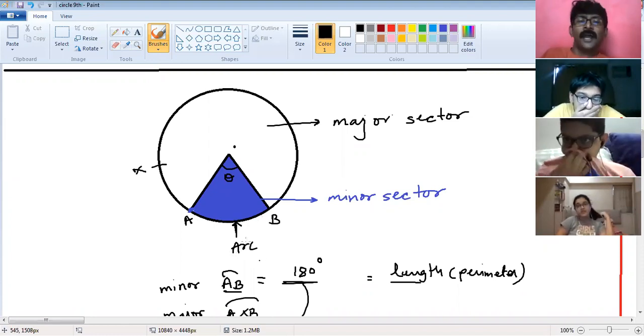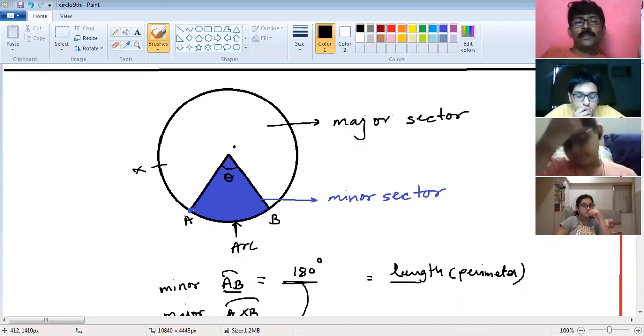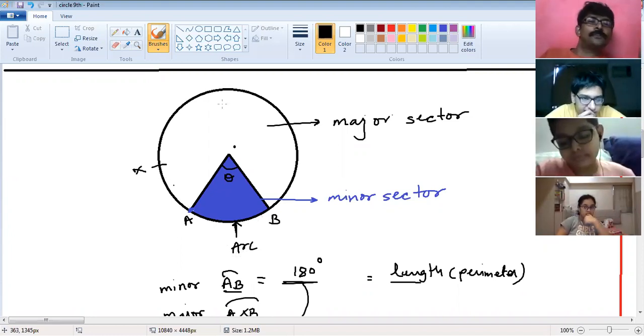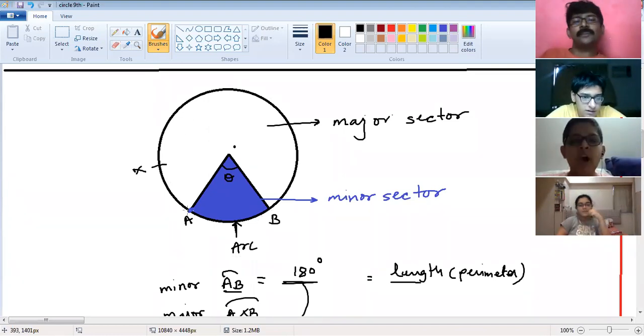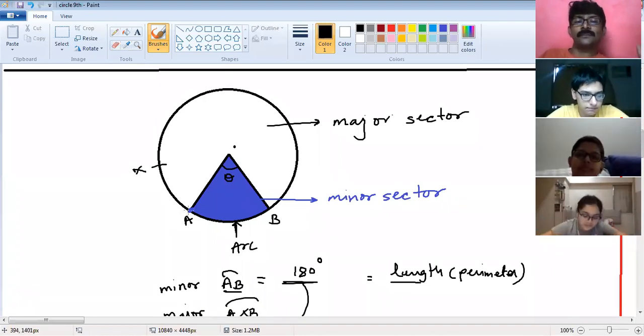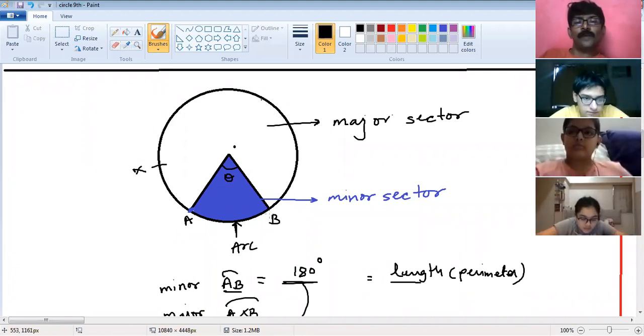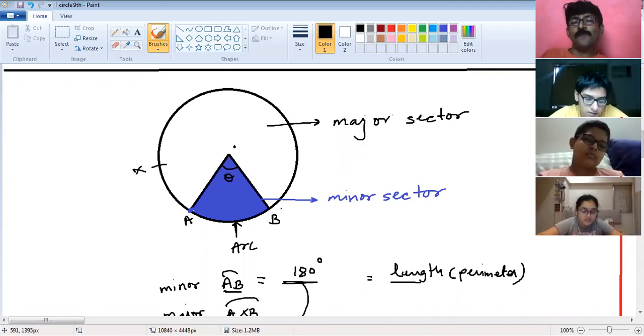Are you getting it? Now someone will say, sir, what if this portion would be called, even that is arc AB? Yes, even that is called an arc AB. But in that case, that is called arc AXB. Why is that called arc AXB? Because that is the major arc and this would be the minor arc.